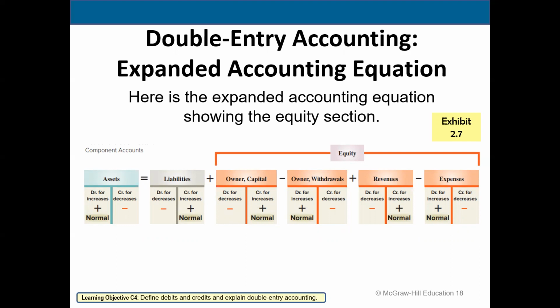And we know that owner capital and revenues both increase equity. So we're going to recognize that those will have that normal relationship for equities, where the debit decreases the account and the credit increases the account. But owner withdrawals and expenses will be the opposite. A debit will increase an owner withdrawal account and a credit will decrease the owner withdrawal account, and expenses will behave the same way, increase with a debit, decrease with a credit.